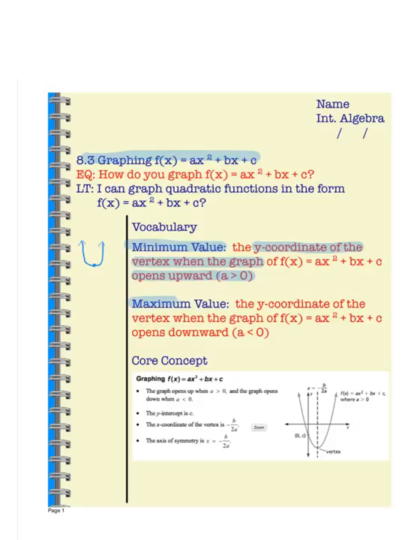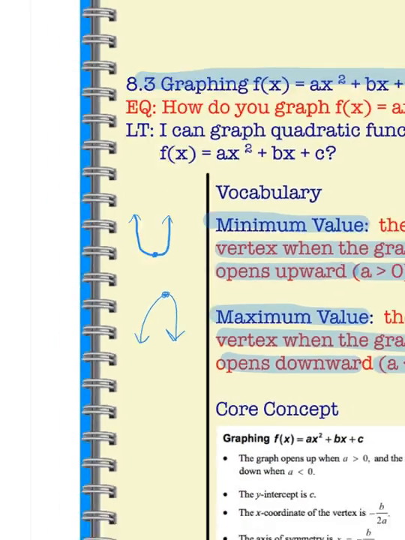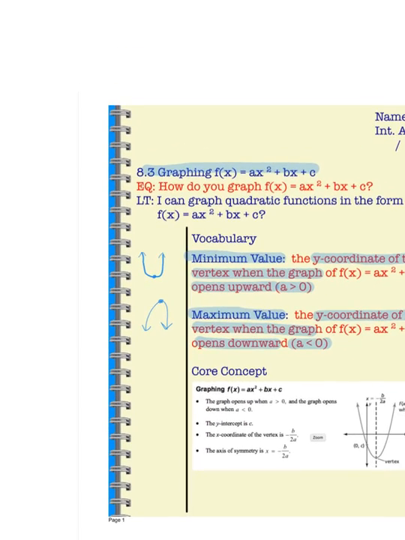All right, a maximum value is the y-coordinate of the vertex when the graph opens downward. So when a is negative, and the parabola looks like that, then the vertex is at the top, so the y value is a maximum point. That's the highest that y will get.